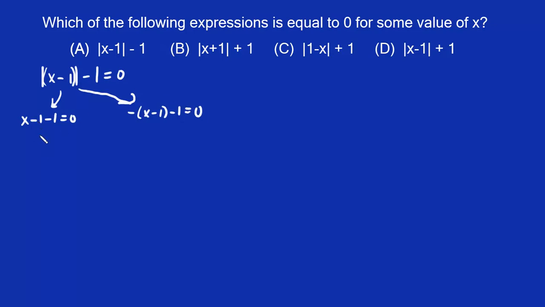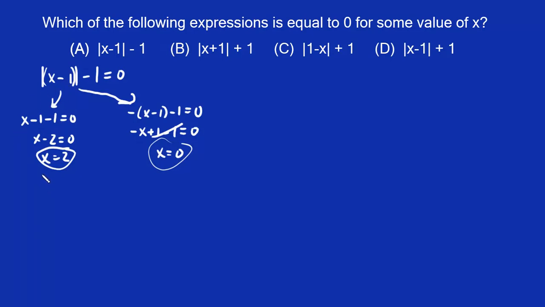In this case, we have x minus 1 is equal to 0, so x is equal to 1, and that's one of our solutions. In the other equation, we have negative x plus 1 after we distribute, minus 1 equals 0. These cross off, and you have negative x equals 0, so x is equal to 0. So these are our 2 possible solutions. Because it's an absolute value equation, we need to check to see if they're extraneous solutions.